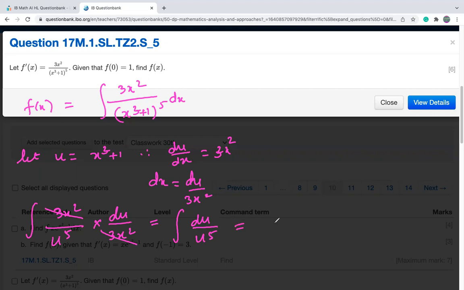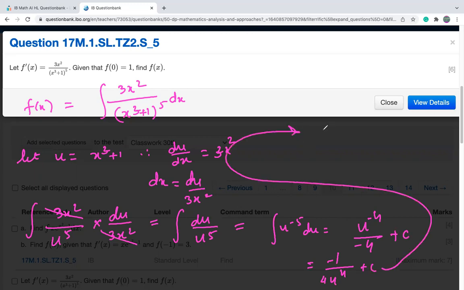Now after this, it becomes u to the power negative 5 du, which is going to be u to the power negative 4 upon negative 4 plus c, which is negative 1 upon 4 u to the power 4 plus c. If you resubstitute back, you get negative 1 upon 4 times x cubed plus 1 to the power 4, plus c. You can just plug in x as 0 and y as 1. So you'll get the c value.